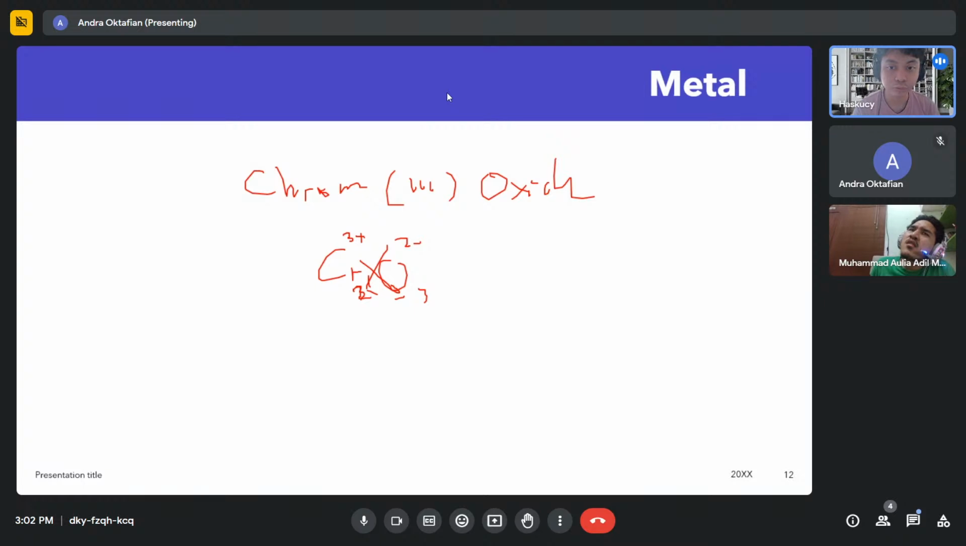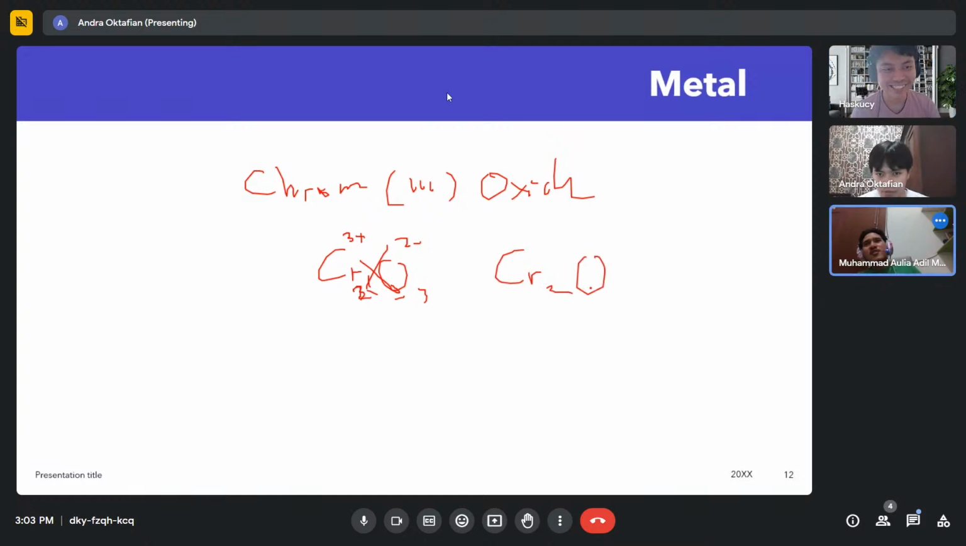So the chromium times 2 is +6, and the oxygens times 3 equals -6, right? So in the end, the sum is zero. So what happens is the chromium is Cr2 and the oxygen is O3, with 3 as the subscript number. I understand. All right, Andrea is very true.